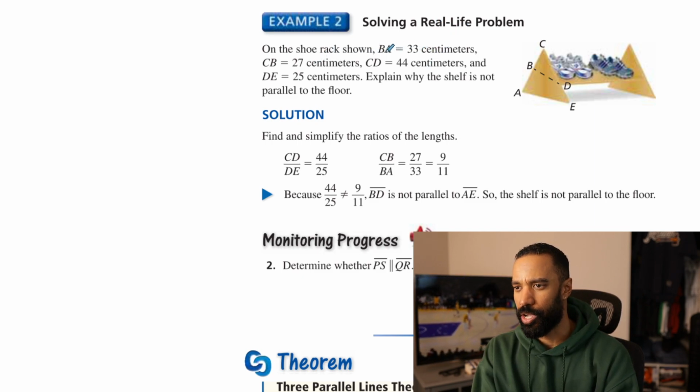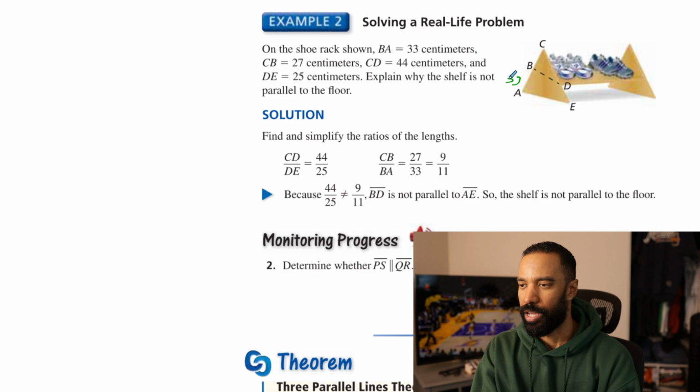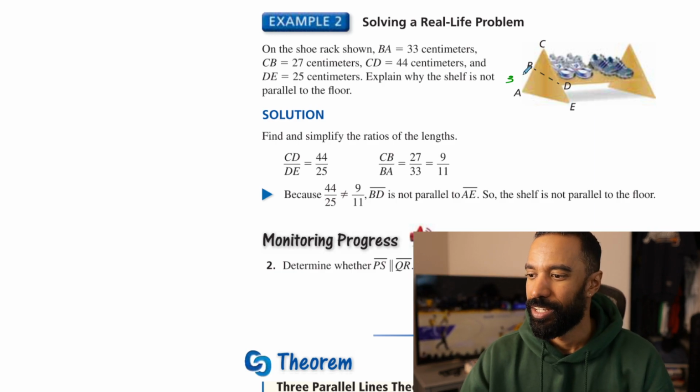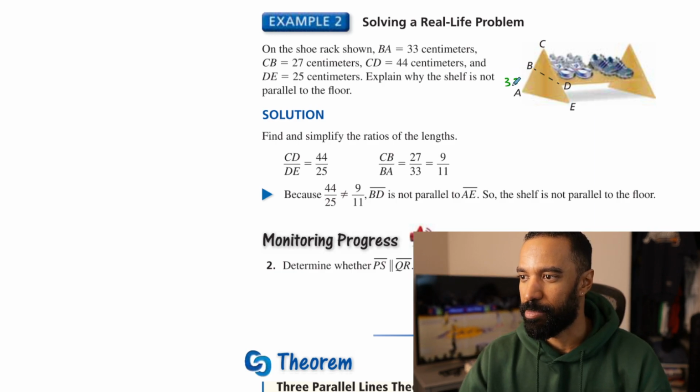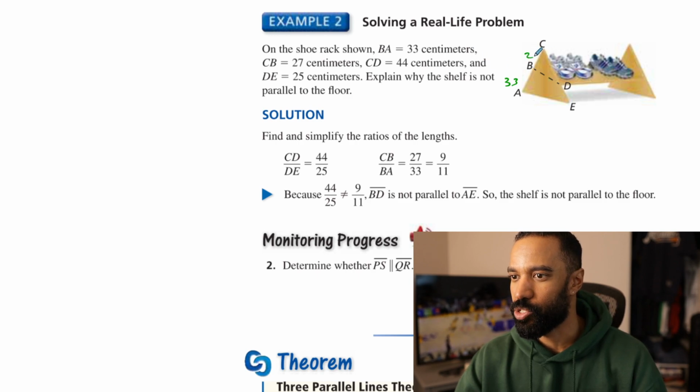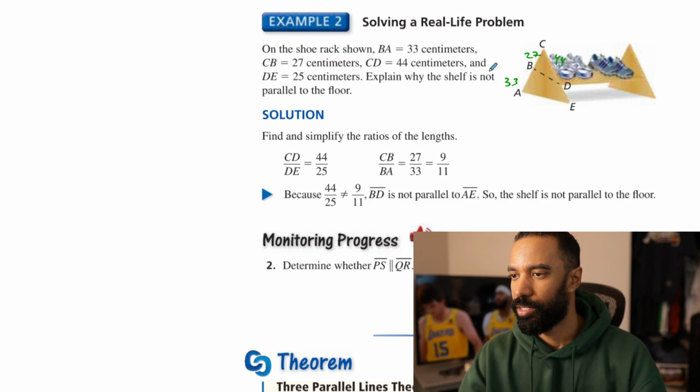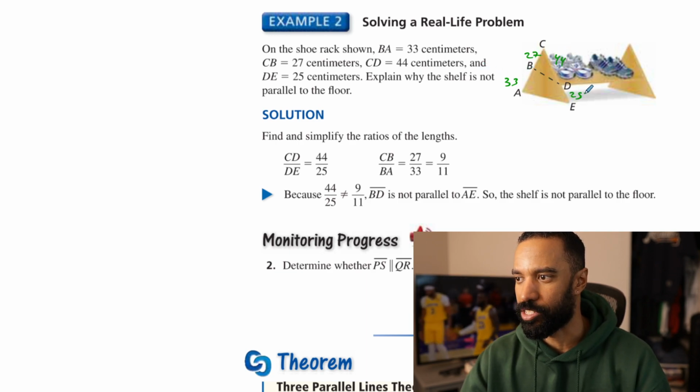On the shoe rack shown, BA is 33 centimeters, right here, 33. Hold on. Actually, I wonder if they label it. I don't see it. But BA is 33, CB is 27, CD is 44, and DE is 25. I guess this is one of those cases.